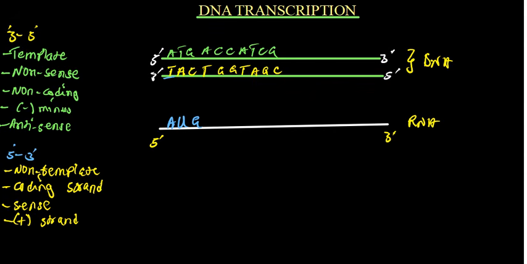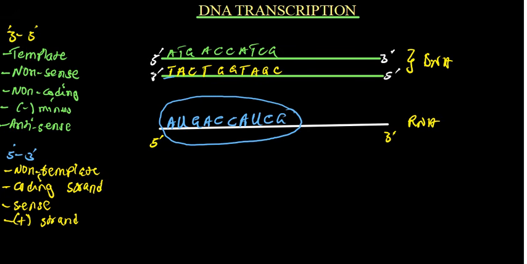Then we come to thymine there. Where there is thymine, we are going to have adenine. Then guanine will have cytosine. There is a thymine there. What are we going to have? We are going to have adenine. Then adenine, we are going to have uracil now. Then C, G. This is going to be the base sequence on mRNA.